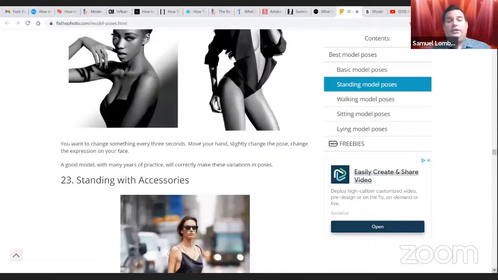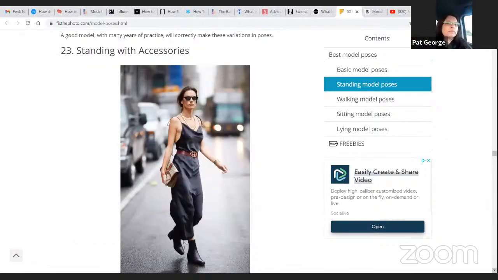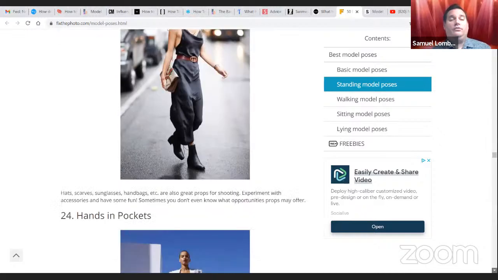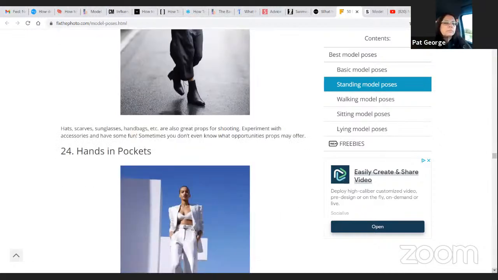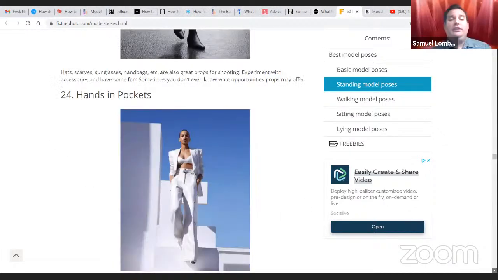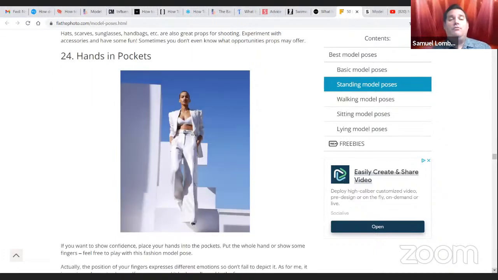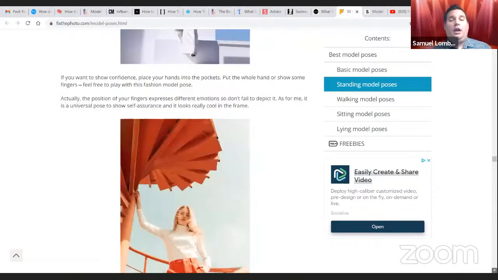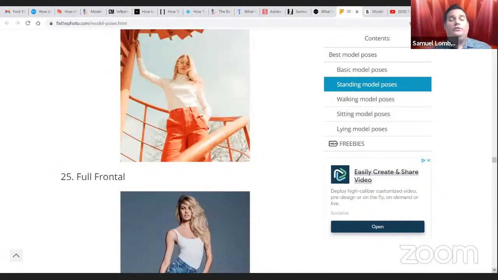Standing with accessories. You want to have matching accessories with what you're wearing. This one, you want it to be extremely fashionable. Very fashionable for yourself when you're doing this one. Hands in pockets, again, but this is more of a movement thing. Full frontal.